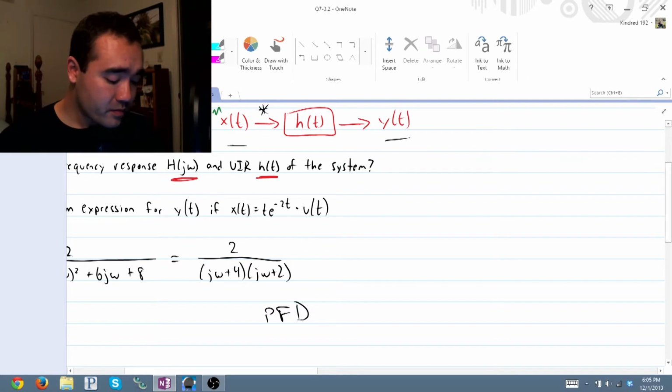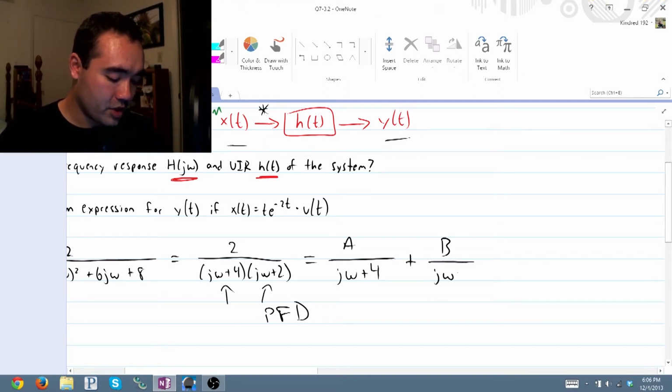Now, if you need a refresher for how this works, I'll go ahead and work through this with you right now. So this fraction, we're going to split up the 2 factors on the bottom, and we're going to put them under a constant. So this is some a over j omega plus 4, plus some b over j omega plus 2, right?